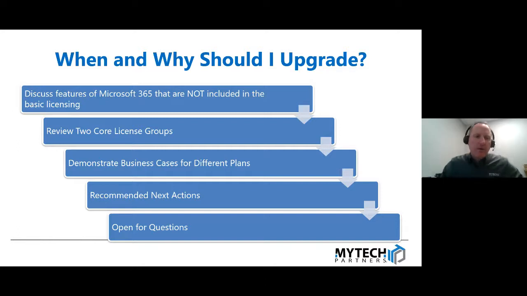We're also going to review, there's two, and you'll see really three, thank you Microsoft, and I'll explain that later, core licensing groups, but really two core licensing groups that we see most of our clients leveraging and adopting. Then we're going to dig into some different business scenarios that we've encountered across our clients to help explain different business cases for the various plans that are available to you. Finally, we're going to touch on some recommended next actions and how we might be able to help, and then open it up for some Q&A at the end.